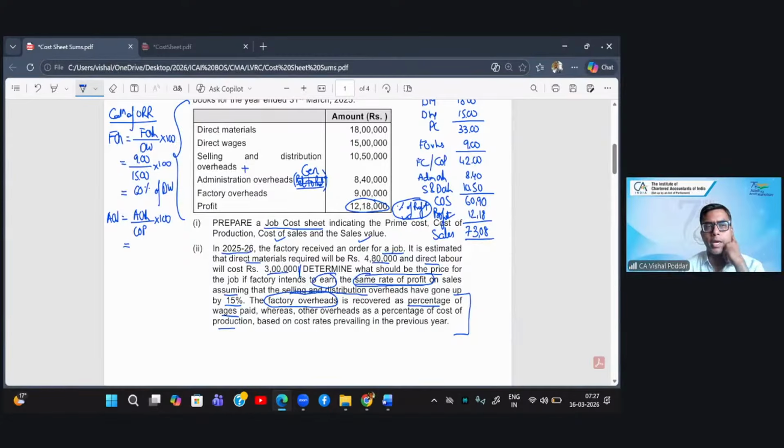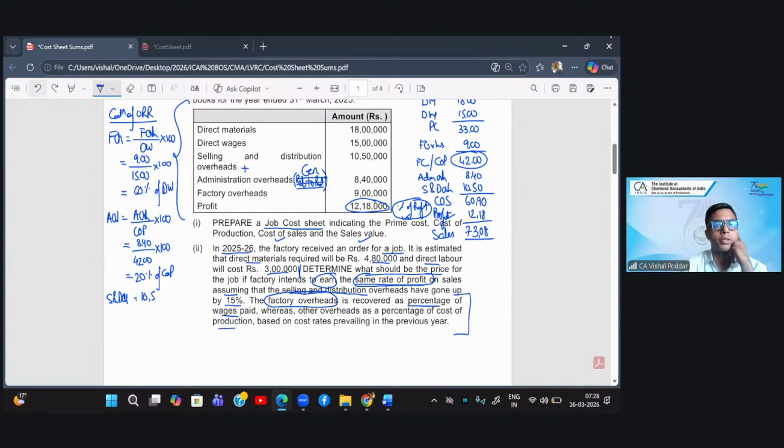So admin is 840. Cost of production we got here is 42 into 100. So it is coming as, yes, Sabrina, perfect. Yes, Asta, correct. Of COP. Similarly, selling and distribution overheads, it is how much? It is 10 lakh 50,000.